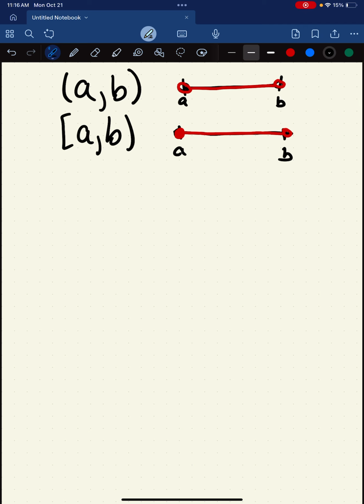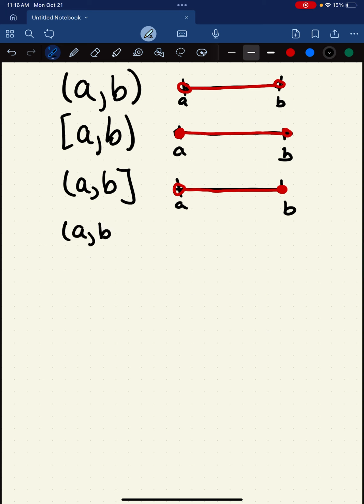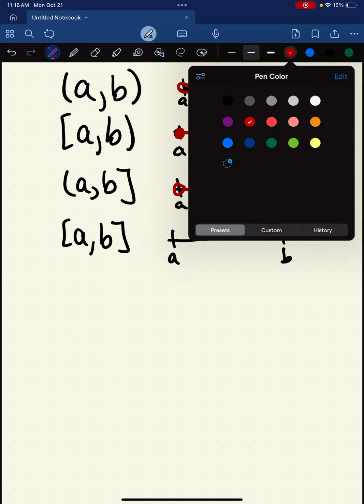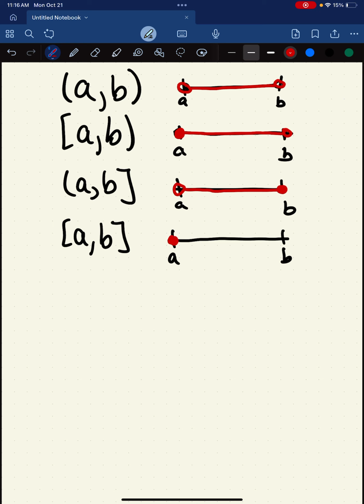And then we have kind of the opposite of that. Here's a, here's b. We have open circle on a, full circle at b. And then we have, sorry, we've already done that one. [a, b], which is, here's a, here's b. Whoops, full circles on both.